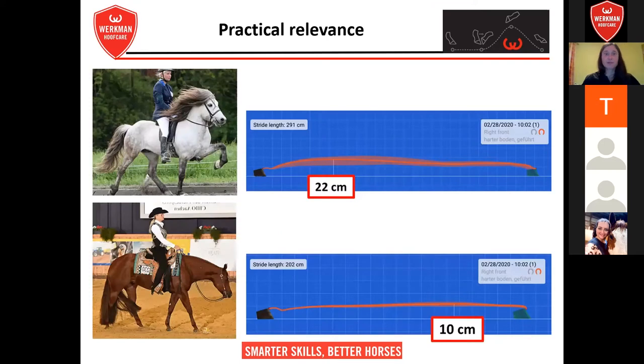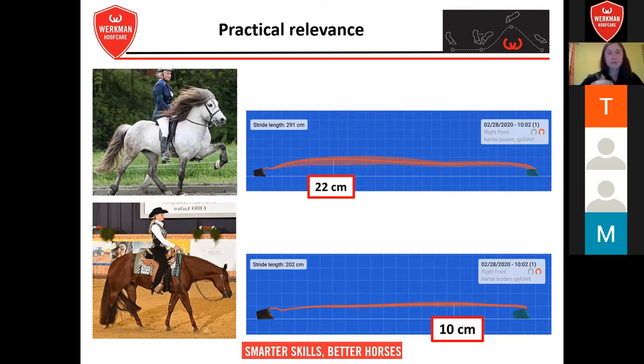And I brought you two examples. So you see an Icelandic horse. They are ridden to have a very active, high motion of the limb in the swing phase. And you see it has a height of 22 centimeters. If you have it in fast tölt, it can go up to almost 30 centimeters. So this is a quite high motion. And in the lower example, you see a friend of mine riding pleasure. And you see they want to have a very flat and smooth flight arc without a lot of action. So these are the differences.